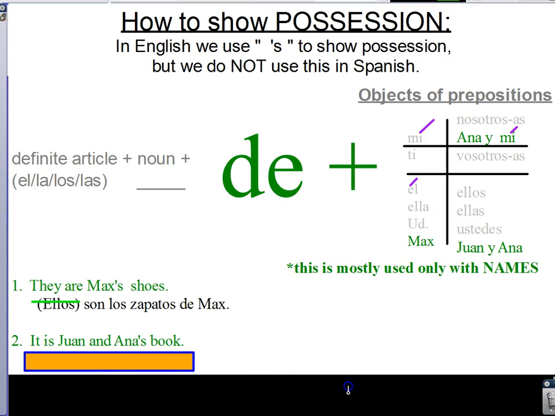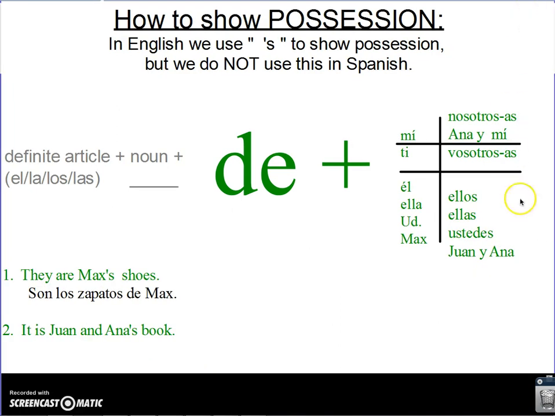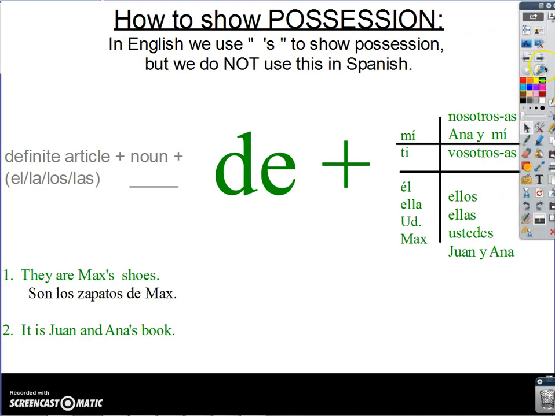And we need to add one more thing. If you want to ask someone, whose is it, or whose are they, showing possession, here's your question. You would say, de quién es, or de quién son. So that's an important question to recognize in this unit. When you're ready, move along with me to the next screen where we're going to talk about possessive adjectives. That's another way to show possession.